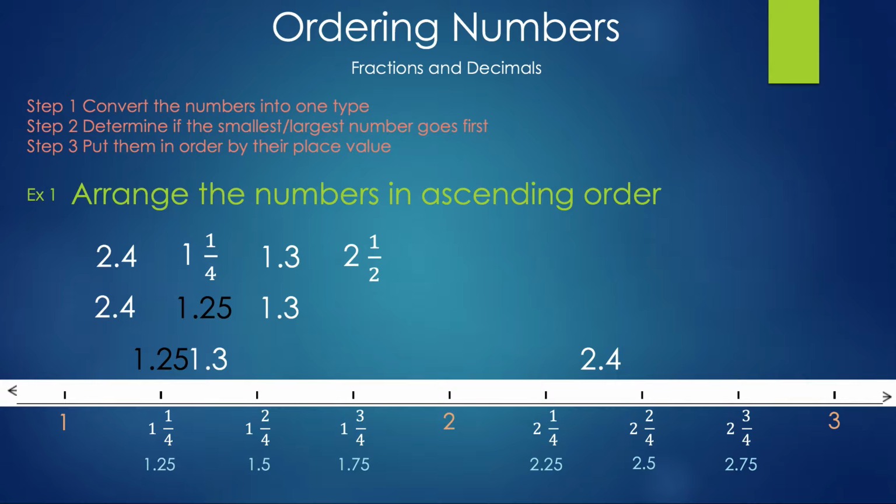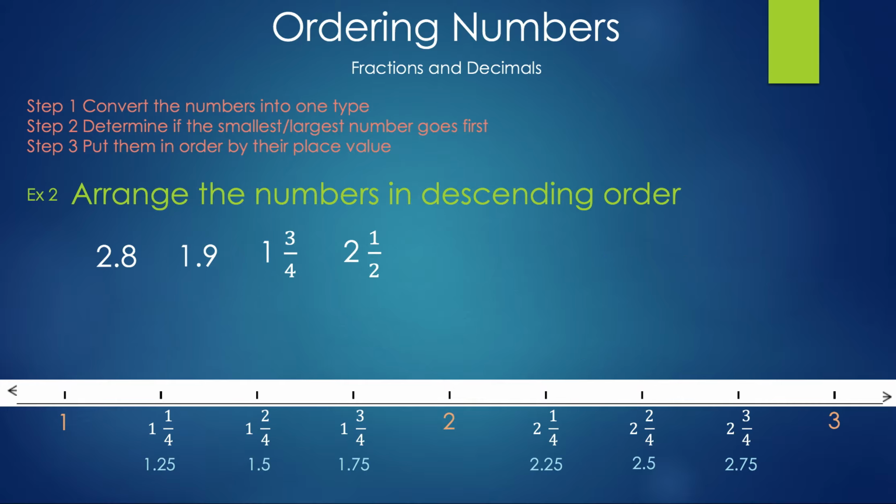Lastly, we can take a look at 2 1/2, and then we can convert that to a decimal, which is 2.5, which is here, and then we can put it on the number line. Now let's read the question again. Arrange the numbers in ascending order. Ascending is from small to big, so that means 1.25 goes first. Now we have to do one more step. We have to make sure we put the numbers back in their original form, and there we have it. So 1 1/4, 1.3, 2.4, and 2 1/2.